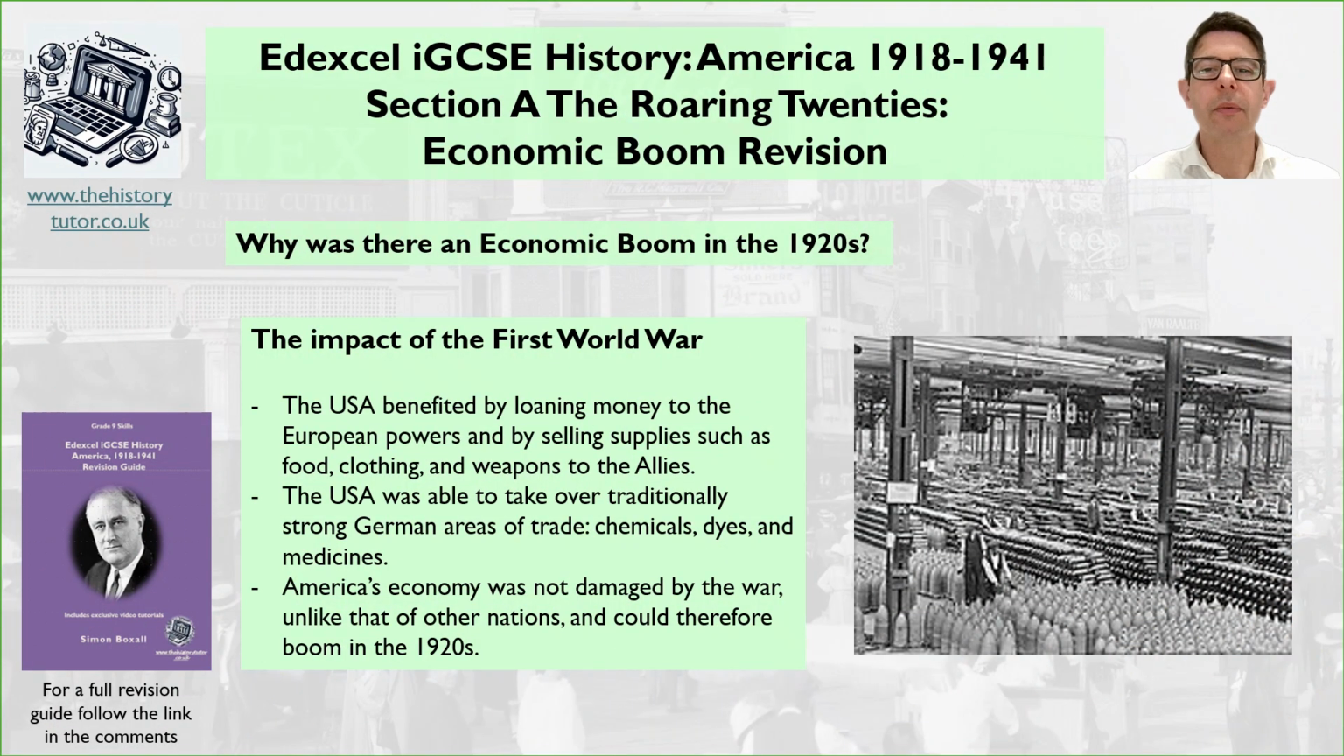Let's start our talk through about why was there an economic boom in the 1920s. We need to consider the impact of the First World War here. So the USA benefited by loaning money to European powers and by selling supplies like food, clothing and weapons to the Allies in the First World War. And the USA was able to take over traditionally strong German areas of trade like chemicals and dyes and medicines. Of course, the German industry, when blockaded by the British, was not able to export to the world. And of course, they're probably selling to their own army mainly anyway during the war. So America's economy was not damaged by the war like other nations as well. It's not a frontline nation, of course. And so they could have the boom in the 1920s. They were not rebuilding factories and trying to recover from the war.